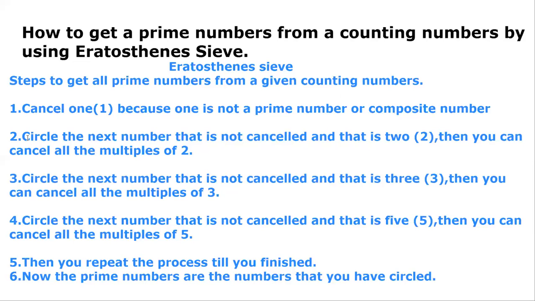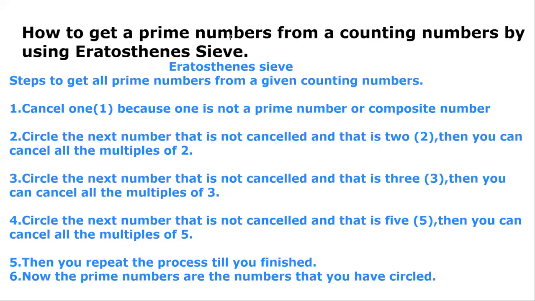Then circle the next number that is not cancelled, and that is 2. Because if you cancel 1, the next obvious number is 2, then 3. I hope you all know how to write 1, 2, 3. So the moment you cancel 1, the next immediate number will be 2. So you circle it.